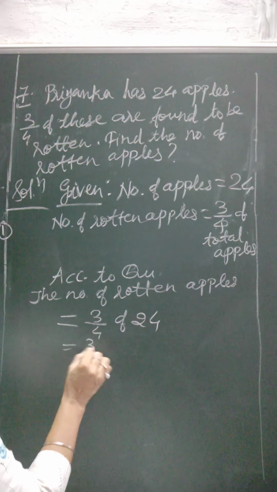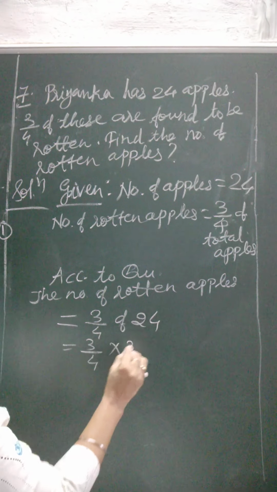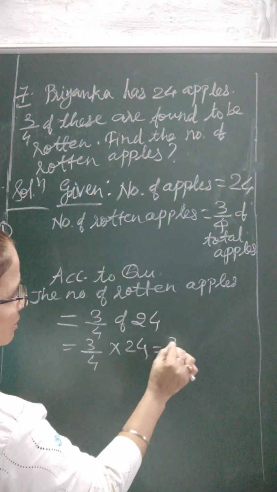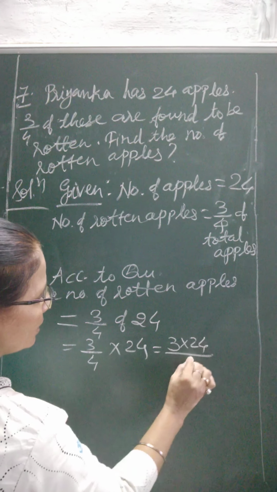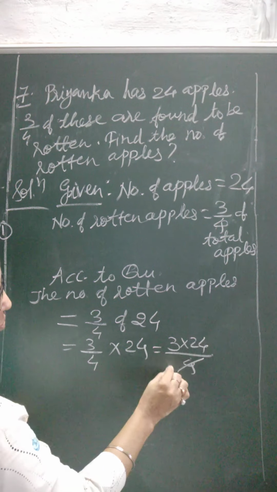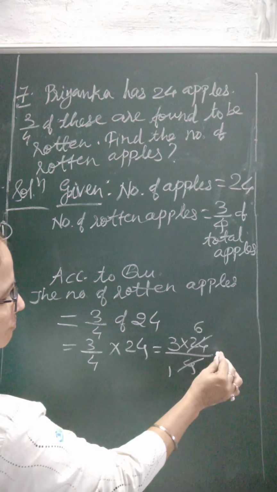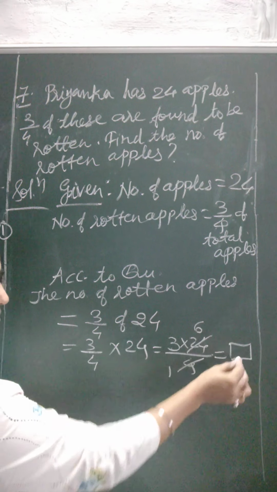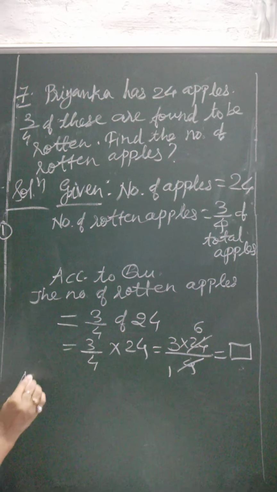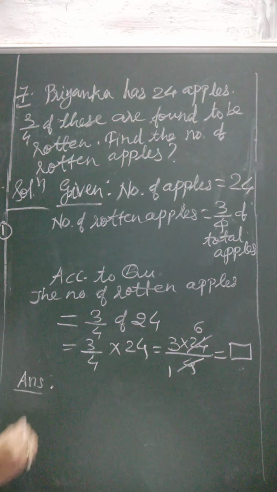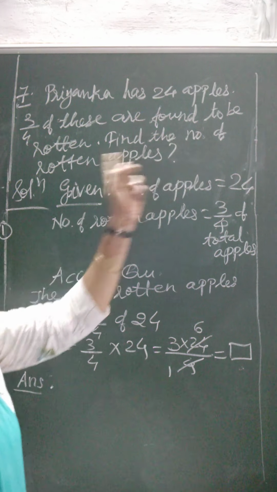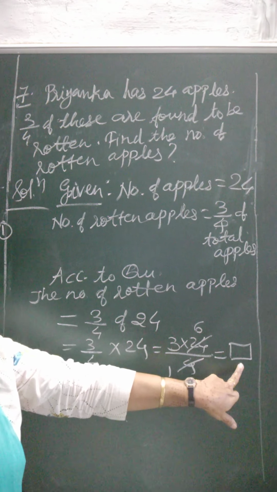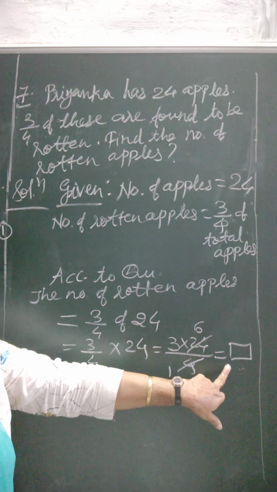And you know children, of represents multiplication, and here 24, and you know how to simplify. What we will do? 3 into 24 by 4. Simplify this. 4 ones are 4, 4 sixes are 24, and find the answer. 3 into 6, that is 18. And at last you have to write the answer in words. The number of rotten apples is equal to whatever answer you are getting. Okay.